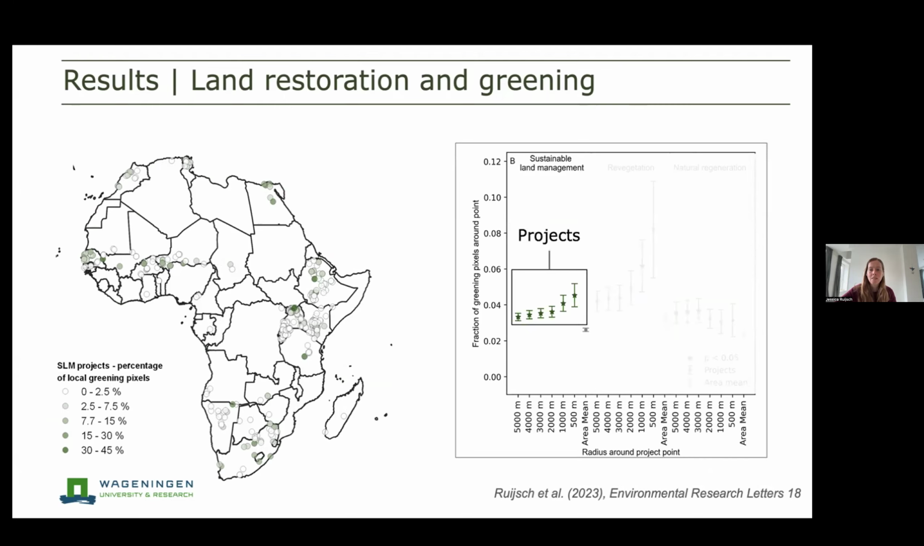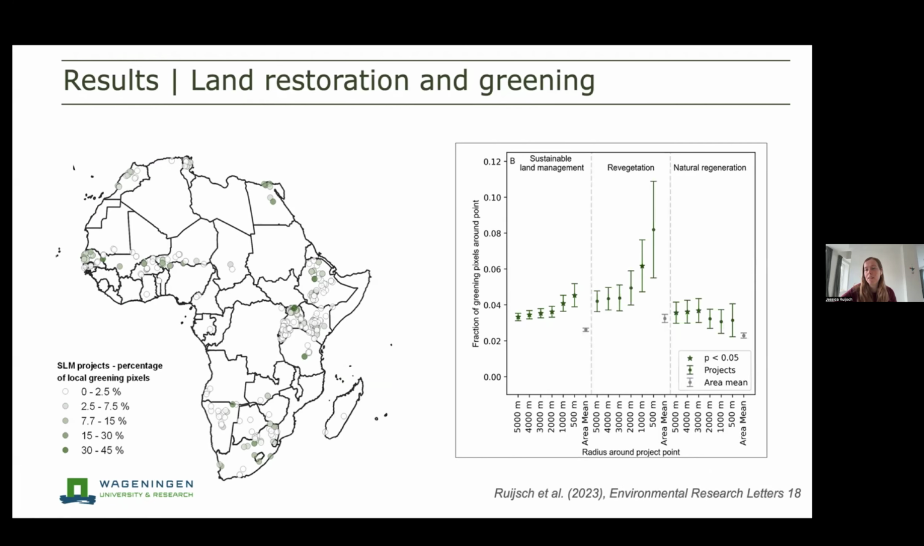What we see in this graph is the fraction of greening pixels. A problem with this database is that it only contains a point coordinate, not really the actual region. So I just looked at different radii around this point. And then we see that for all these land management projects, we see a higher amount of greening than a reference region.